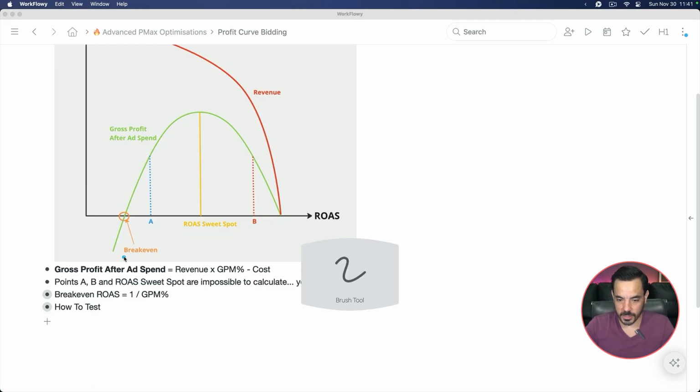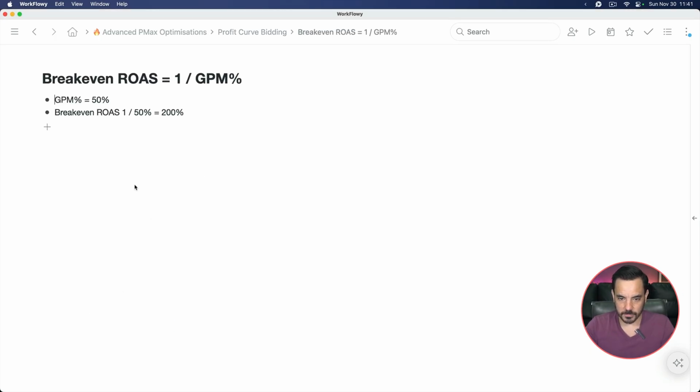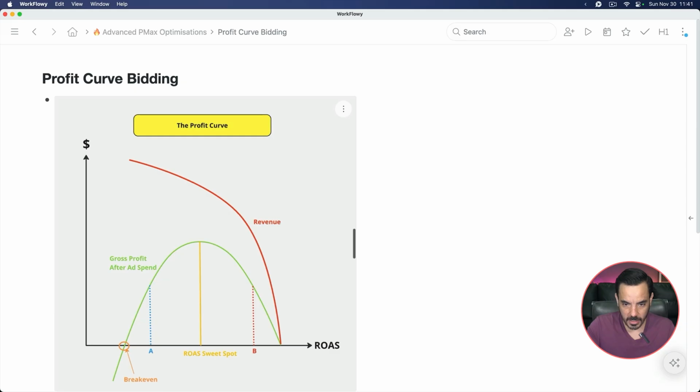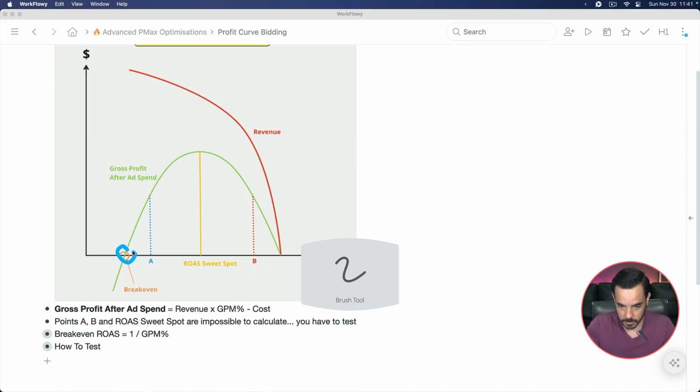And your break-even point is calculated by taking 1 divided by your gross profit margin percentage. So if your gross profit margin percentage was 50%, for example, then your break-even ROAS is going to be 1 divided by 50%, which equals 200. So if your GPM is 50%, your break-even is 200, just 1 divided by 50%, 1 divided by 0.5. So that's how you calculate this point here, guys.